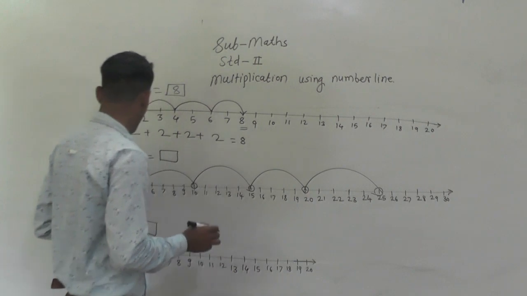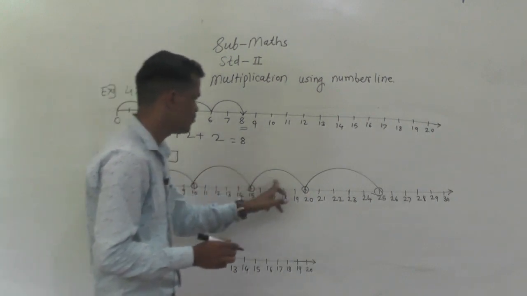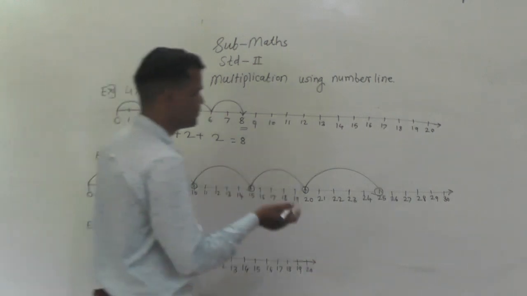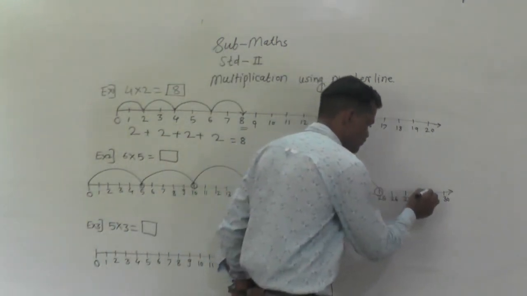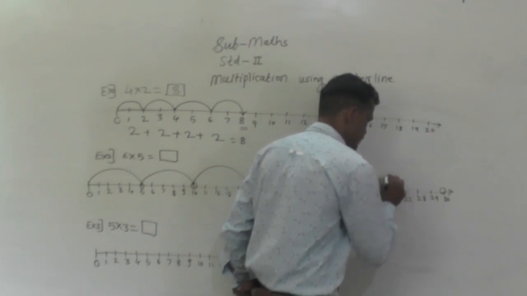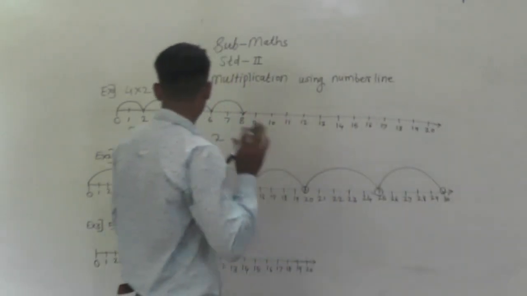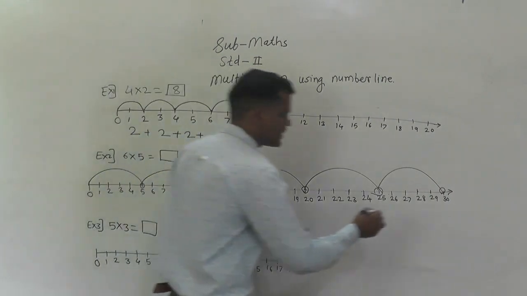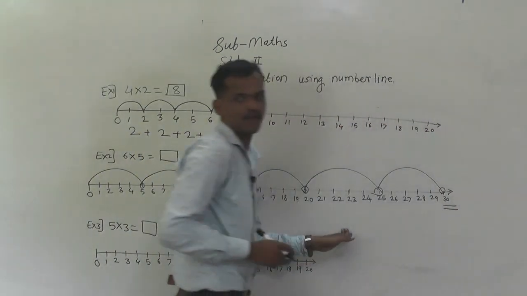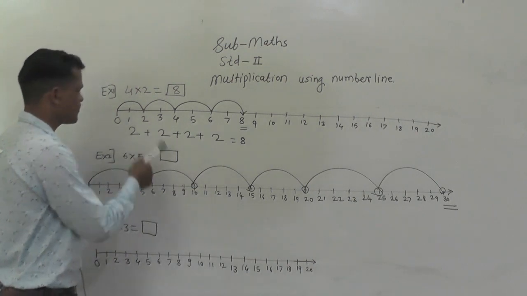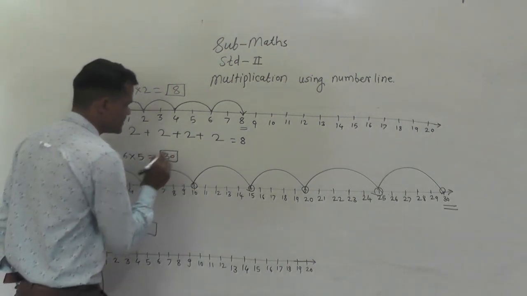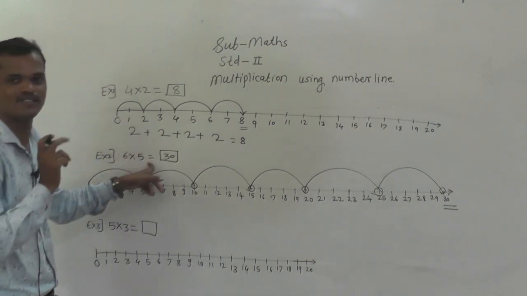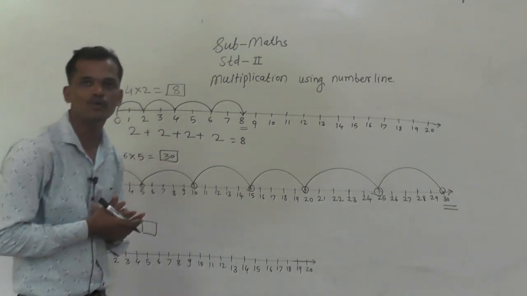How many times did we add? 1, 2, 3, 4, 5, and we have to add 6 times. So one more time, 1, 2, 3, 4, 5. If we add 5 six times, we will get 30 as the answer. So 6 fives are 30. This is the multiplication fact: 6 multiply by 5, or 6 into 5, is equal to 30.